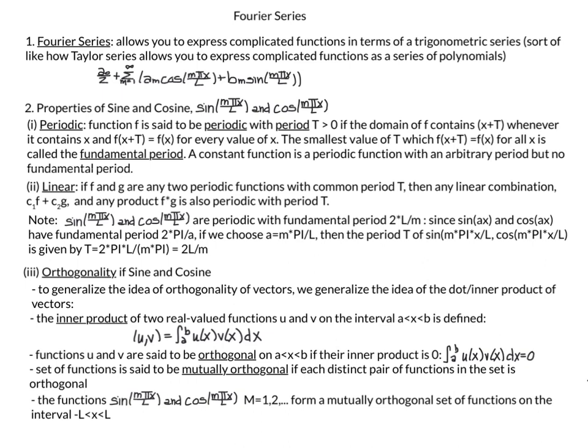And then functions u and v are said to be orthogonal if their inner product is equal to 0. A set of functions is said to be mutually orthogonal if each distinct pair of functions in the set is orthogonal. In other words, if you have a set of, say, 3 functions, if you take them pairwise, so any two of the functions is orthogonal, and it's true for all the pairs, then they're mutually orthogonal. And the functions sine m pi x over L and cosine m pi x over L are a mutually orthogonal set of functions on the interval from minus L to L.